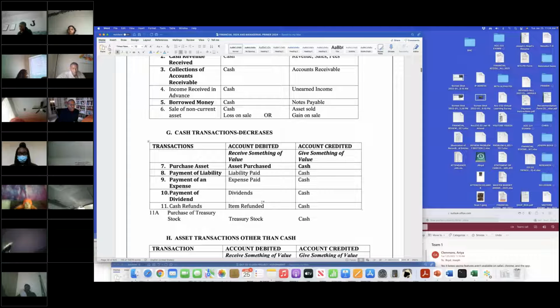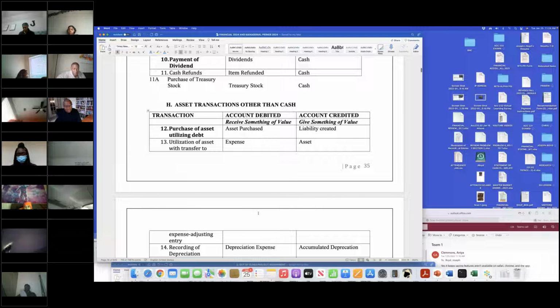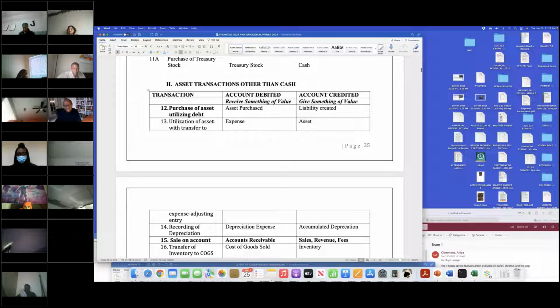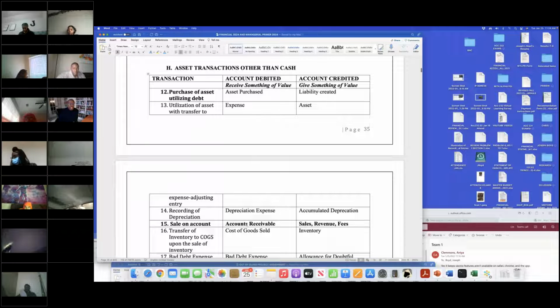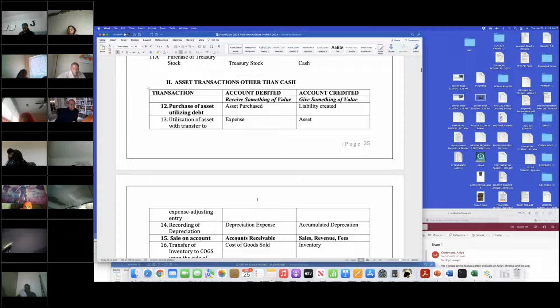Then we have some transactions that don't involve cash, such as purchasing an asset utilizing debt. You debit the asset purchase, credit a liability created, and if there's a sale on account, you're going to debit receivables and you're going to credit sales revenue and fees. And so the items that are in bold are the key ones. That's all we're going to review.